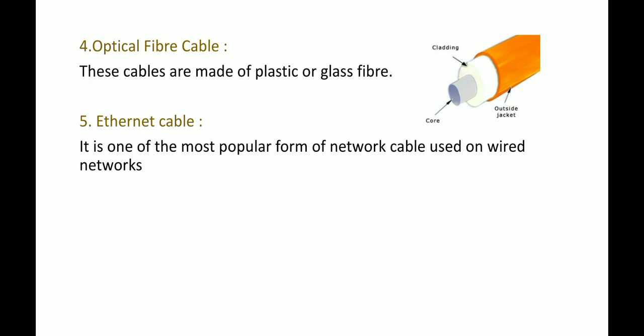Next, fourth, optical fiber cable or fiber optic cable. A fiber optic cable transmits data in the form of light pulses. Fiber optic cables have numerous advantages. The data transmission is incredibly fast. They can transmit data over long distances without much data loss as compared to twisted pair and coaxial cables. Furthermore, this type of cable is very secure as it is extremely difficult to tap into such a cable.